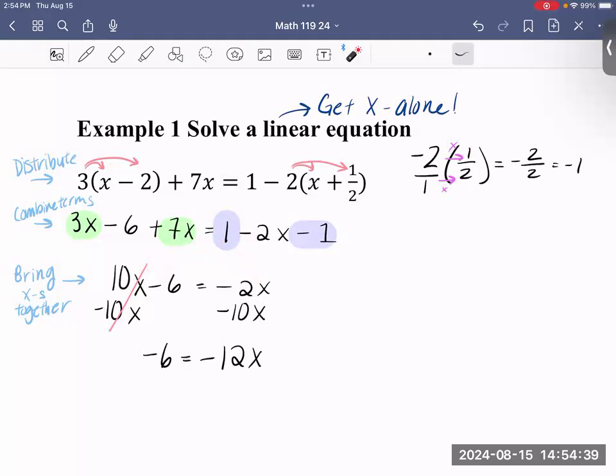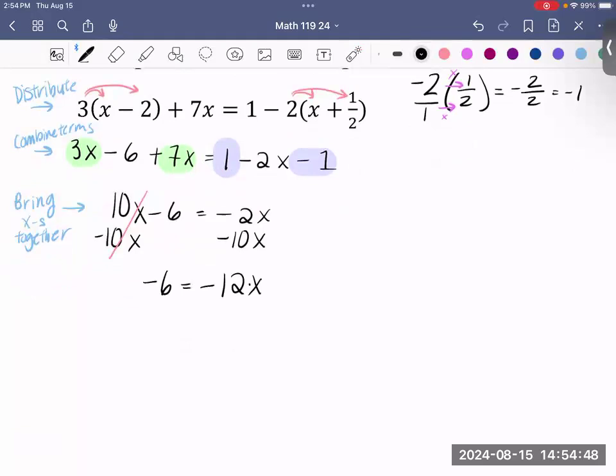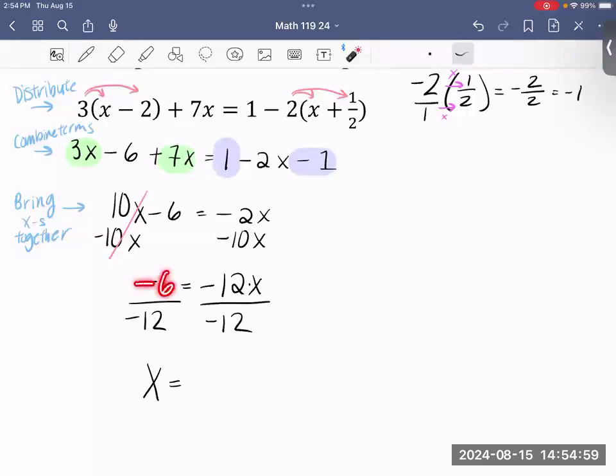Now, the last thing we want to do is to get x alone. Right now, x has a coefficient of -12. To get that -12 away, if it's being multiplied by x, the opposite of multiplication is division. So we're going to go ahead and divide by -12. Then you're left with x is equal to -6 divided by -12, which is positive 1/2. So your final answer should be x is equal to 1/2.